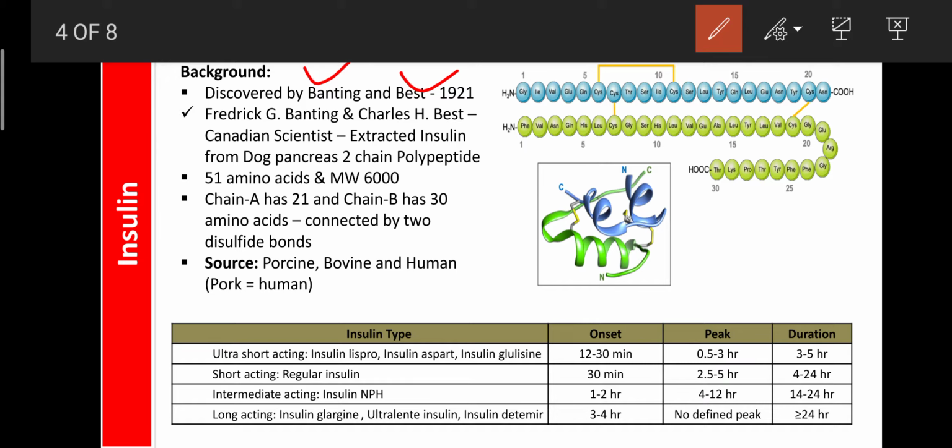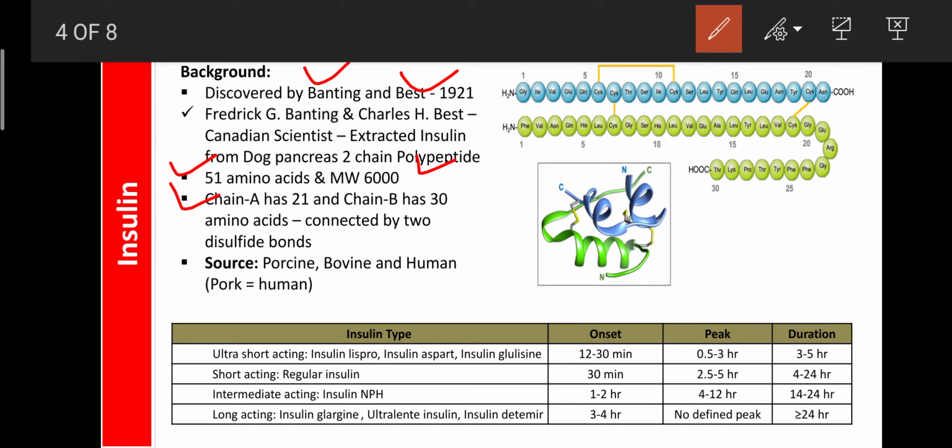So insulin is a polypeptide hormone. It means it is made up of proteins. Insulin mainly contains 51 amino acids and its molecular weight is 6000. Insulin is made up of two polypeptide chains, chain A, which consists of 21 amino acids, and chain B, which consists of 30 amino acids, and both polypeptide chains are interconnected with the help of two disulfide bonds.